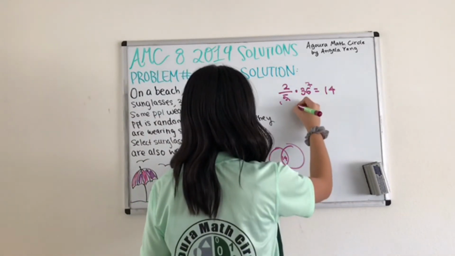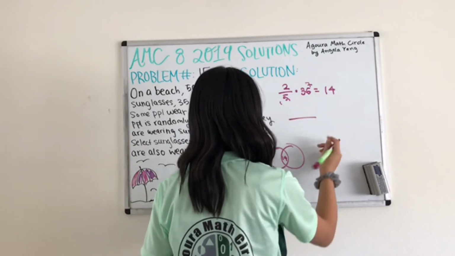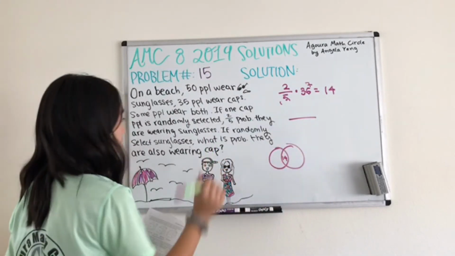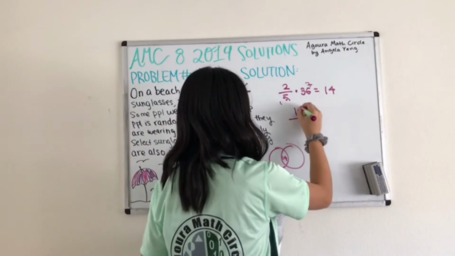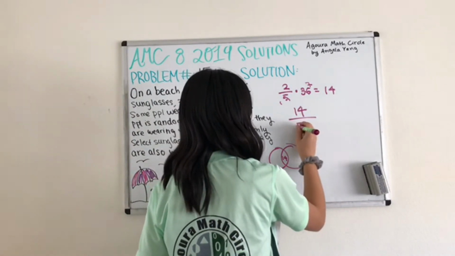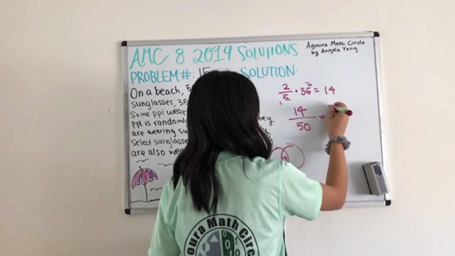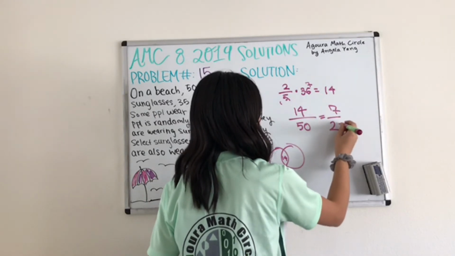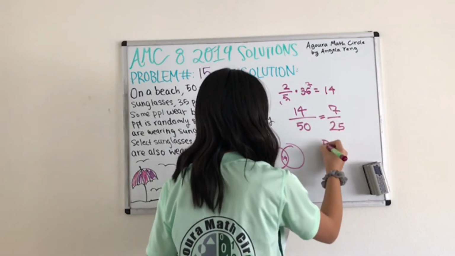Now that we got this, we have to find out the probability that the person is also wearing a cap. So that's just 14 out of the number of people who are wearing sunglasses, which is 50. If we simplify this, we get 7/25, which gives us our answer of letter B.